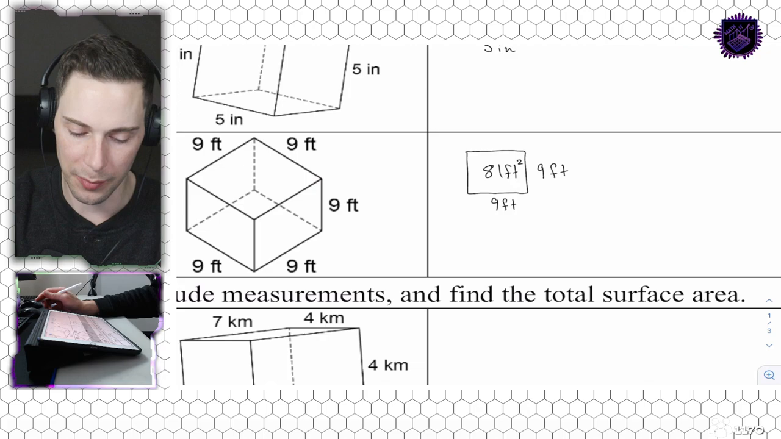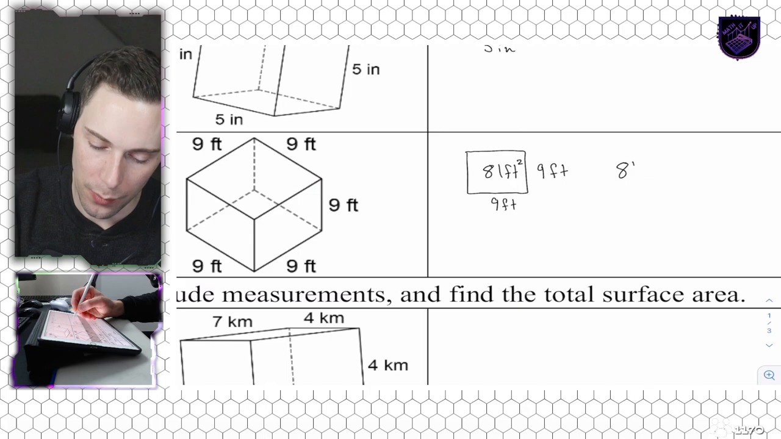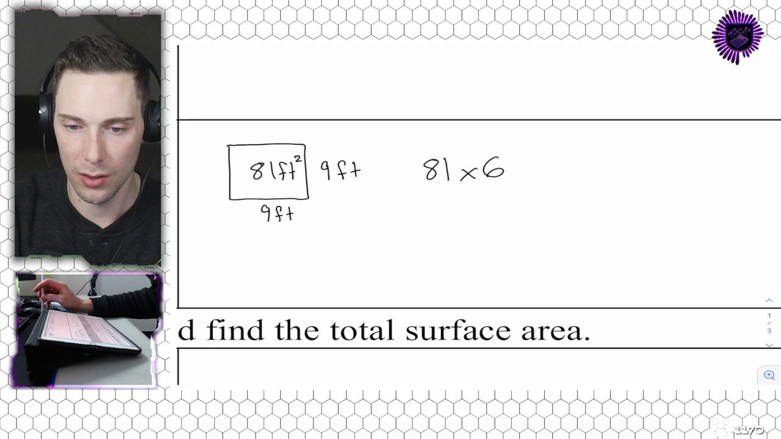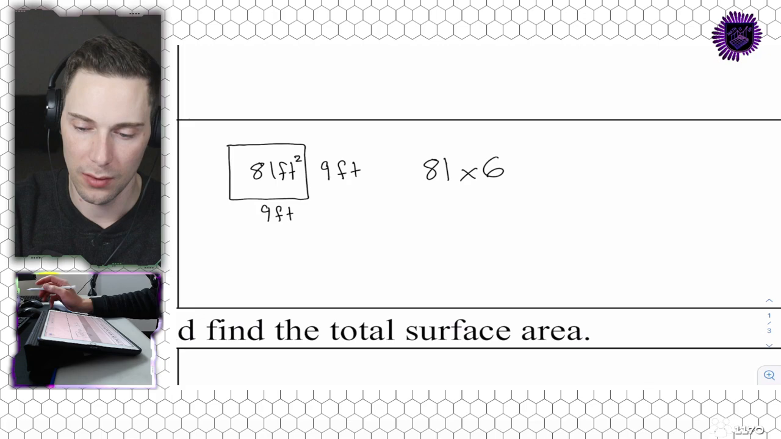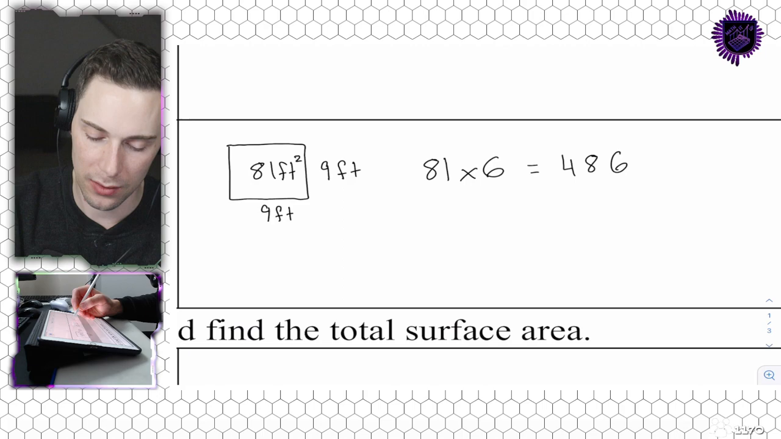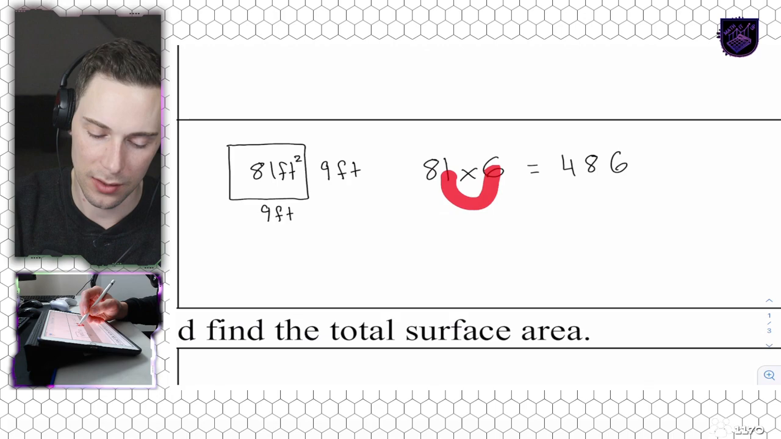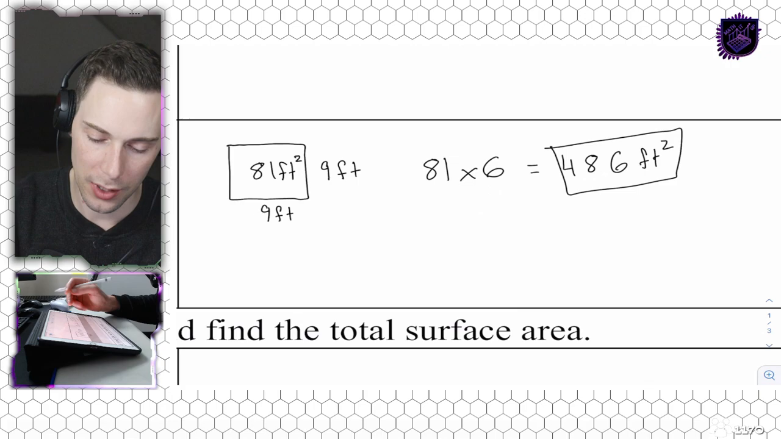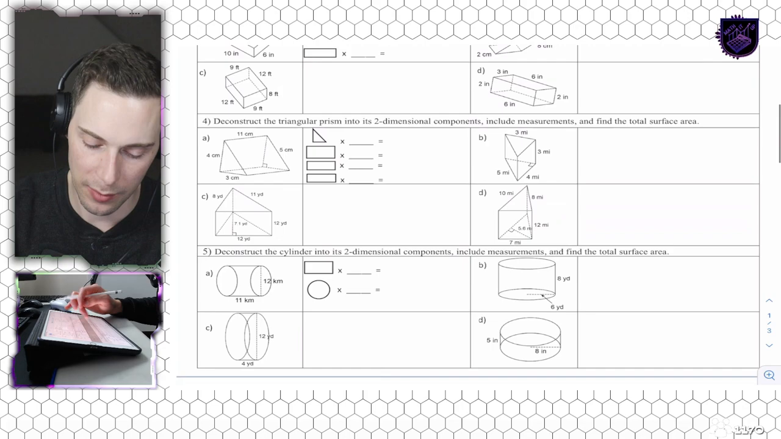And then of course we want to multiply 81 times six to find the area of all six faces of this cube together. So 8 times 6 is 48, so 480. 6 times 1 is 6. 480 plus 6 is 486 feet squared. Pretty confident, 486. Let's look at 1D. That's my answer, 486. There it is. Okay. Got it. All right.